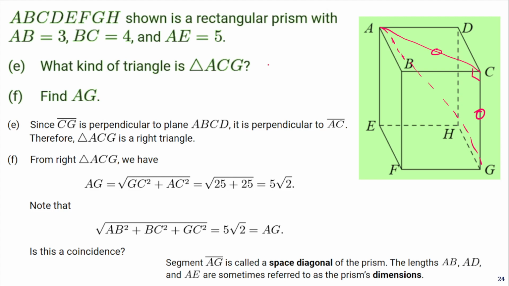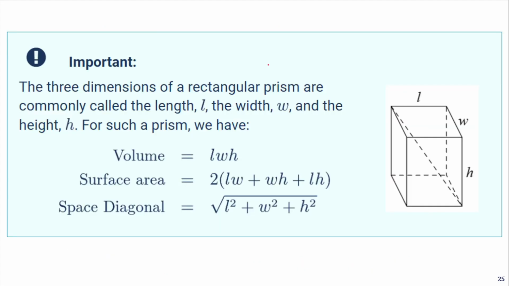Segment AG is called the space diagonal of the prism. The lengths AB, AD, and AE are sometimes referred to as the prism's dimensions. So, in summary, the 3 dimensions of a rectangular prism are commonly called the length, the width, and the height, which is denoted by L, W, and H respectively.